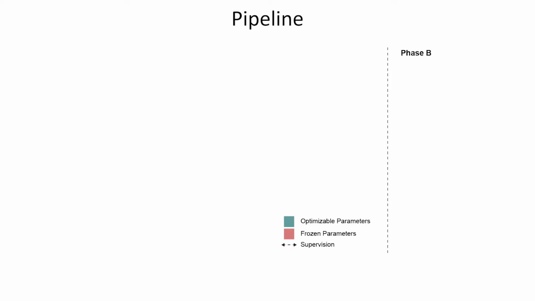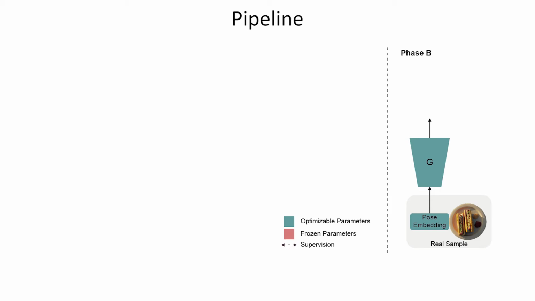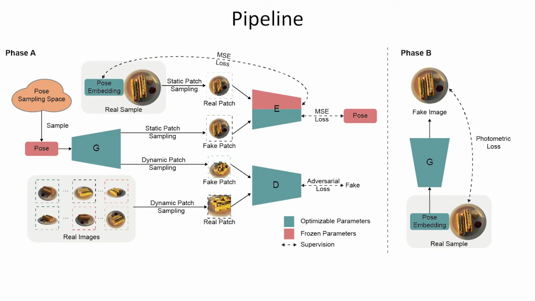In Phase B, we refine the pose embedding in the NeRF model by minimizing the photometric reconstruction error. To further overcome local minima, we propose a regularized learning strategy by interleaving Phase A and Phase B to further improve the quality of the NeRF model and pose estimation.